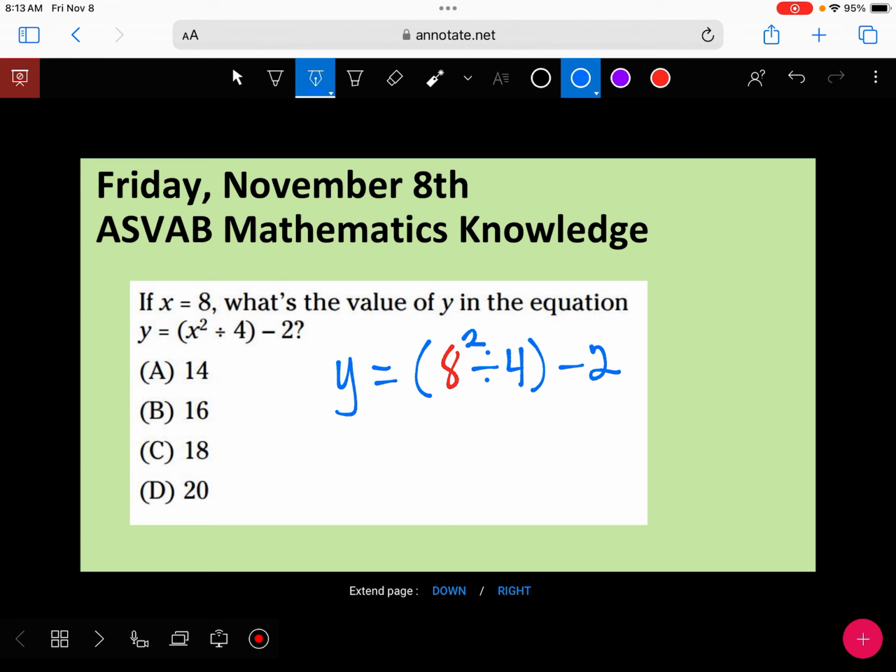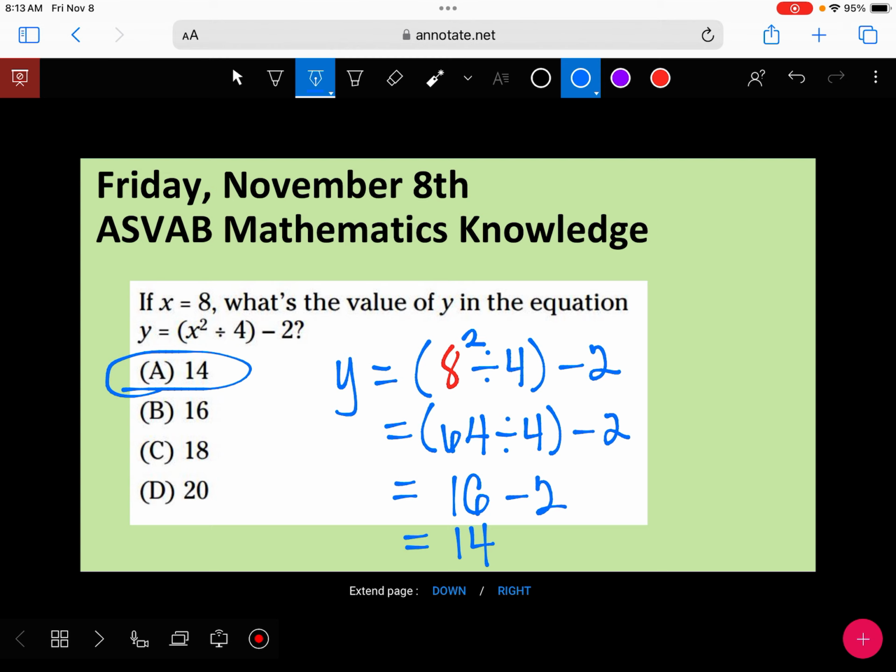So we know that 8 squared is 64. And then we take that 64 and divide it by 4. What is 64 divided by 4? 16. And then we do 16 minus 2, and we get 14. So our answer would be A.